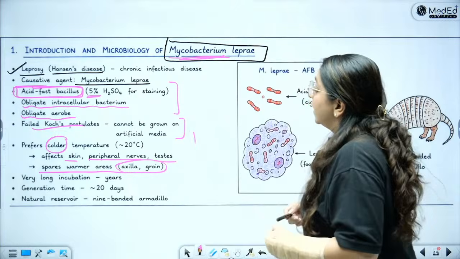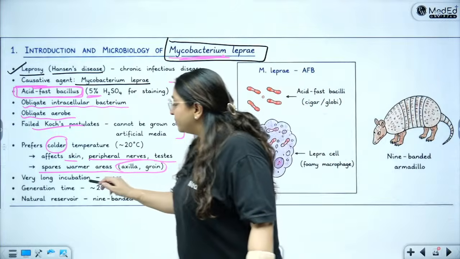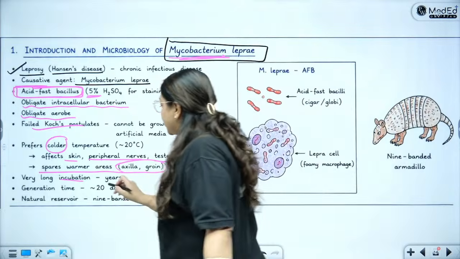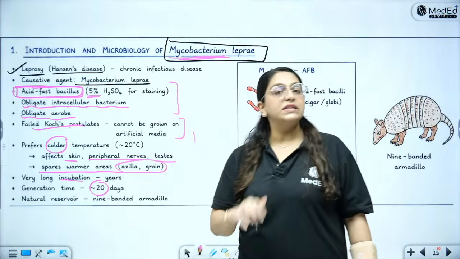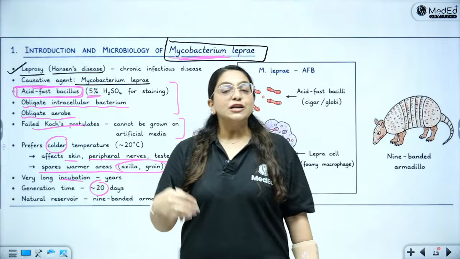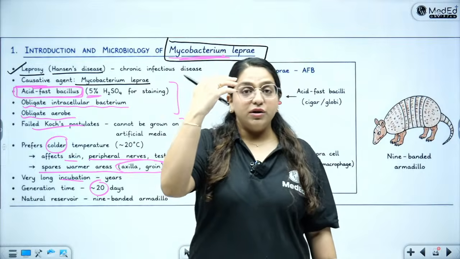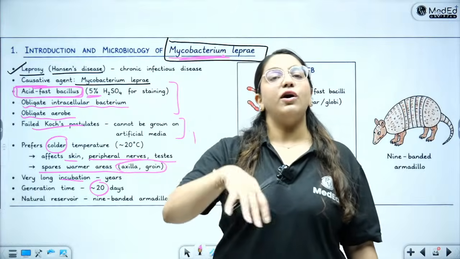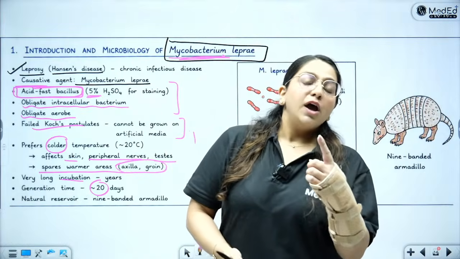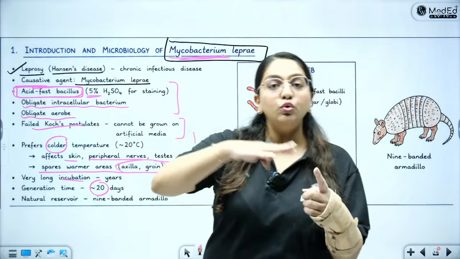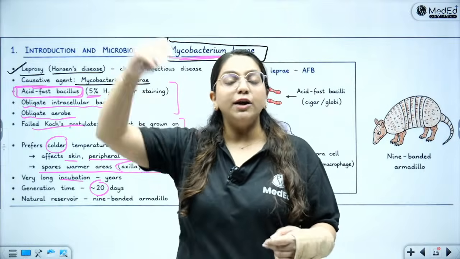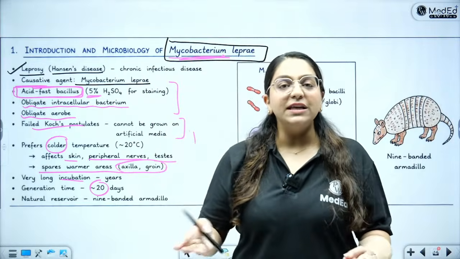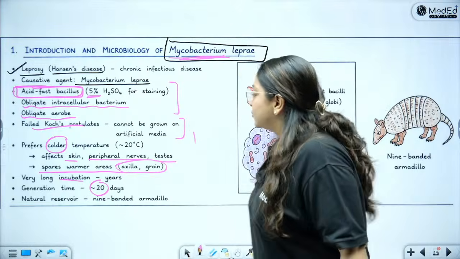Then it has a very long incubation period. It almost takes 1 year to grow this bacterium, and the generation time is 20 days. My students remember it: 20 minutes for E. coli, 20 hours for TB, and 20 days for leprae. If one bacterium dividing from 1 to 2 by binary fission takes 20 days, then forming 10 to the power 8 bacteria to give one single colony will obviously take years. So it is uncultivable.